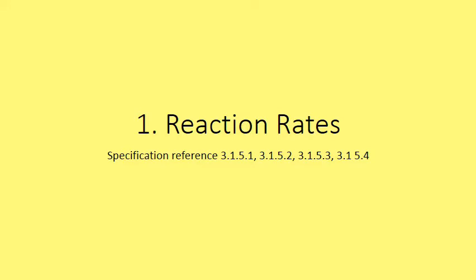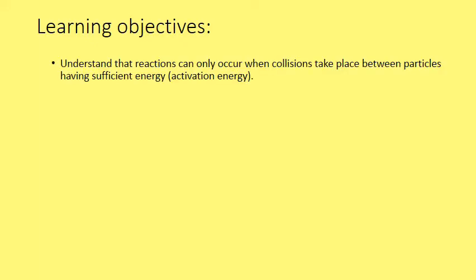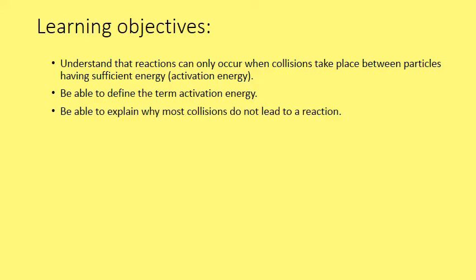So let's look at our learning objectives, of which there are many, each of which is quite quick. The first one is that we want to understand that reactions can only occur when collisions take place between particles that have sufficient energy. Okay, and that energy is called the activation energy. Activation energy: the minimum kinetic energy required for two particles to react together. What we also want to do in this little video lesson is define the term activation energy, which we've just done in fact.